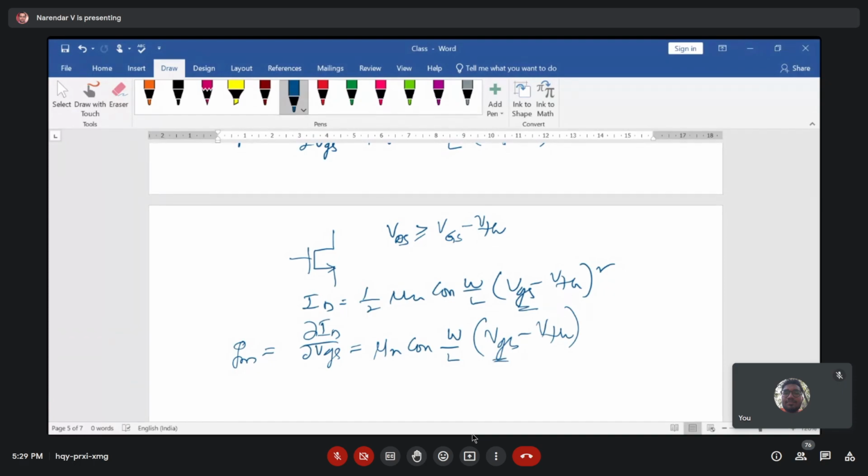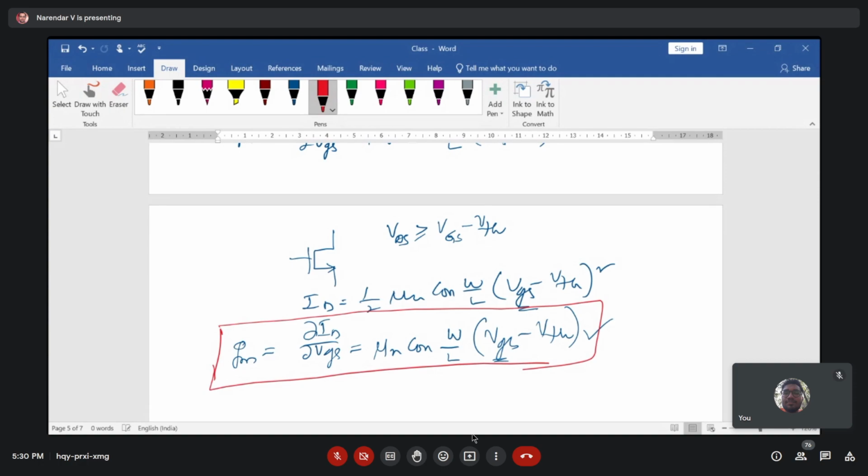So only VGS is there, so del VGS by del VGS becoming 1, and then you will end up with this term. So this is referred to be one of the expressions for your GM. What does transconductance indicate? It defines how strong a device is to convert voltage into a current. Okay, this transconductance indicates how strong the device is to convert voltage into current.